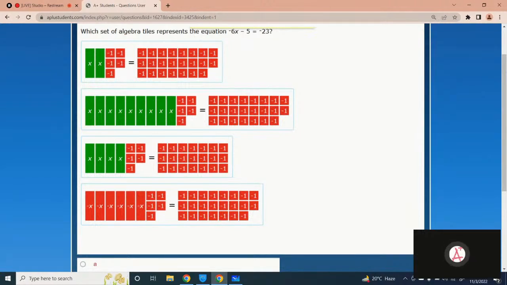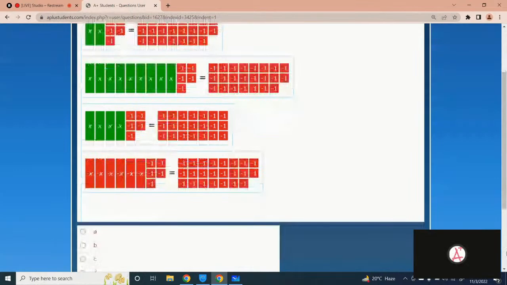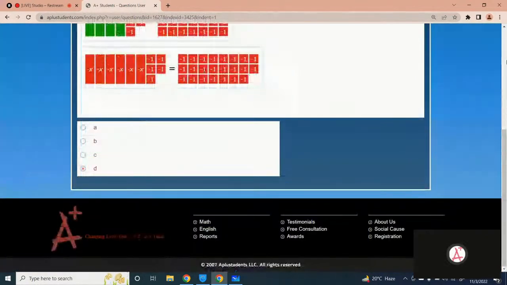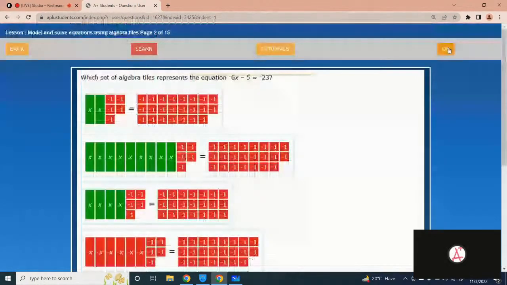So here is the diagram, here are the tiles that represent the negative numbers. All the negative numbers must be in red color. So the last one is the correct option. Option number D is the correct one. Just select the correct option and click on the OK button.